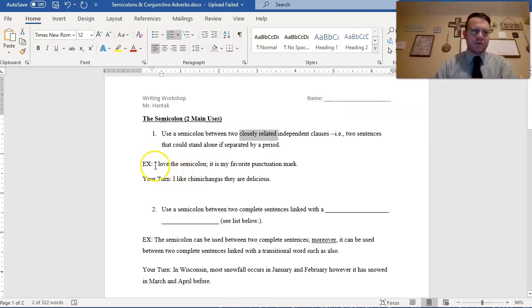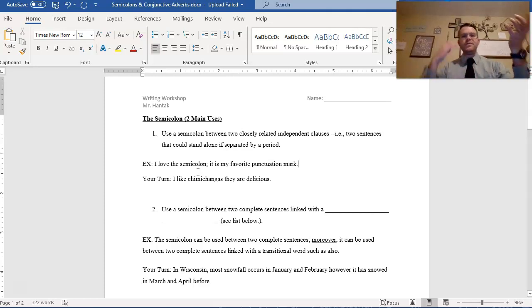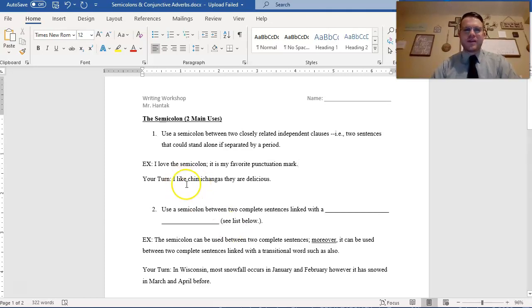Let's see this in an example here. We have a sentence that says, I love the semicolon; it is my favorite punctuation mark. Notice that each of these clauses are related. There's I love the semicolon, that's a fine sentence by itself. There's it is my favorite punctuation mark, that's a good sentence by itself. They're related. And so we connect them using that semicolon in the center. There is a your turn sentence right there. I do want you to try this one, and I'll go over its answer in like 5 seconds here.